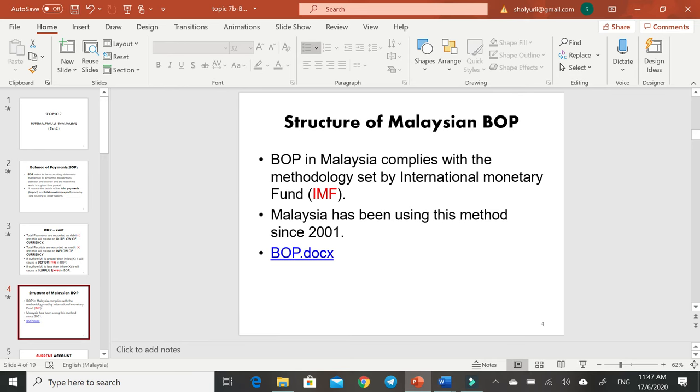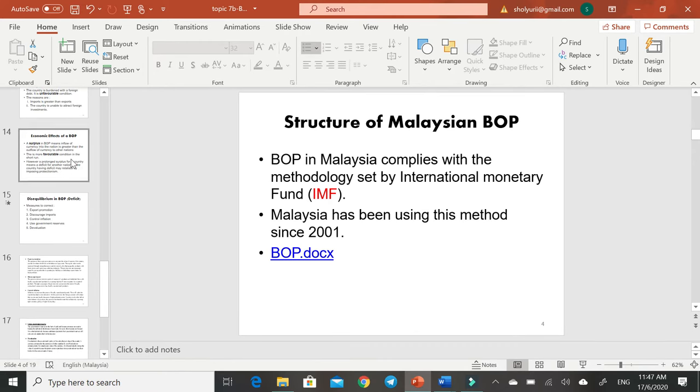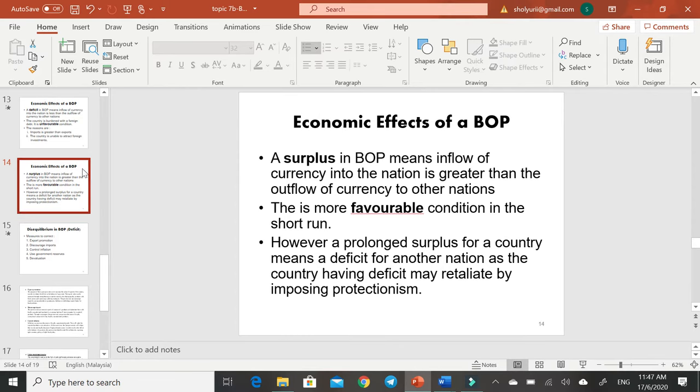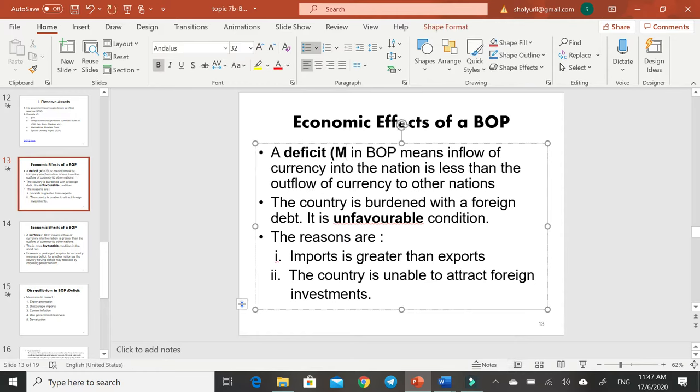Before I go with the structure of Malaysian BOP, kita tengok dulu economic effect of a BOP. Okay. A deficit in BOP, deficit ni bila mana our import is larger than our export. So hopefully you ingat lagi the short form for import is M, short form for export is X. Okay, our import is bigger than our export, outflow of money is larger than the inflow of money, we will have a deficit balance of payment.